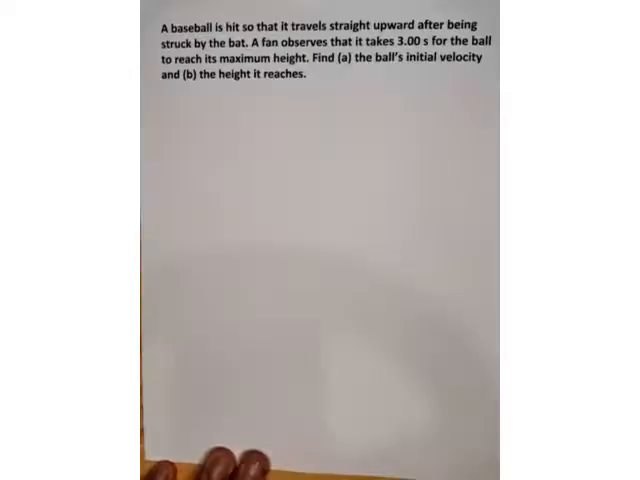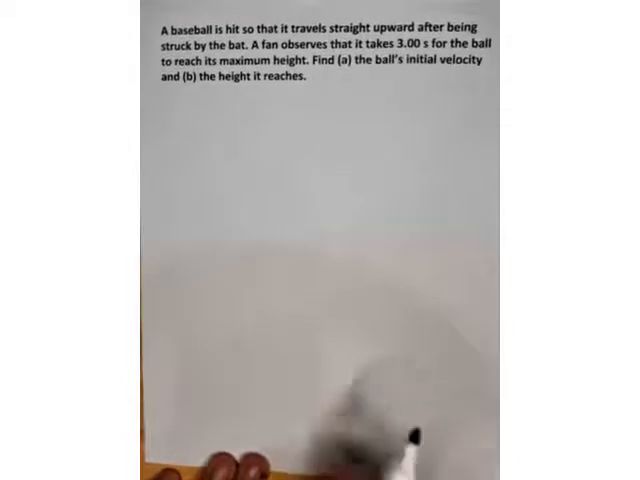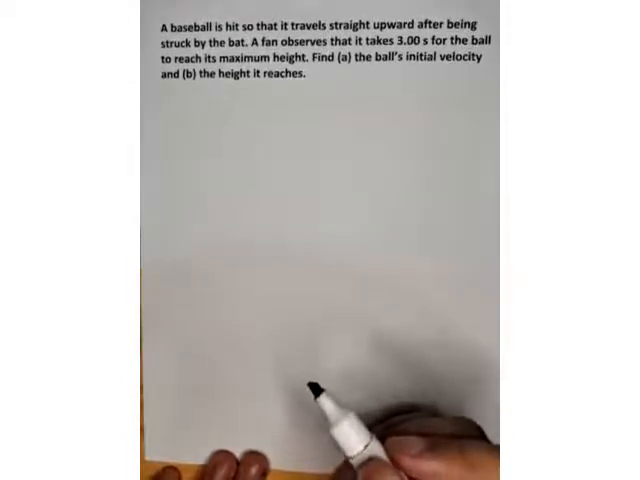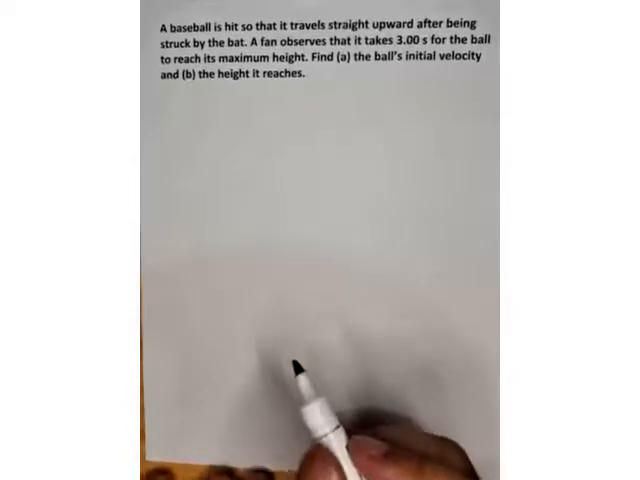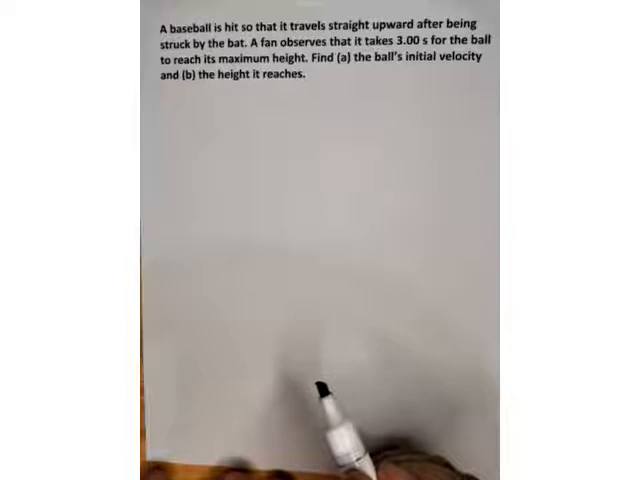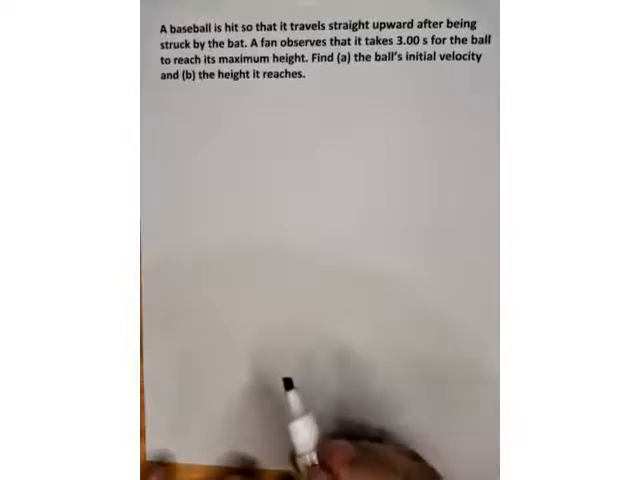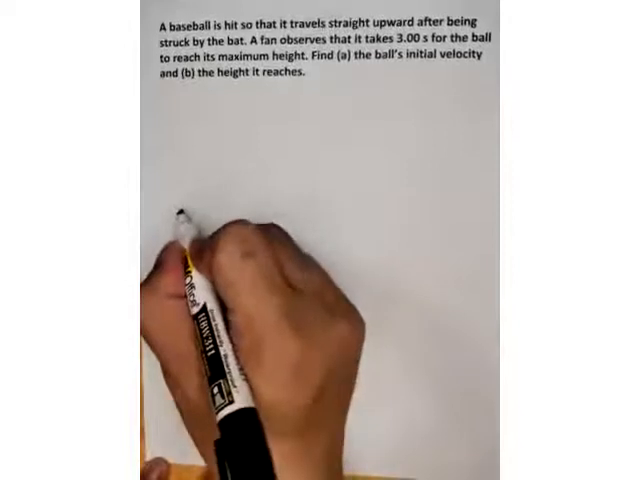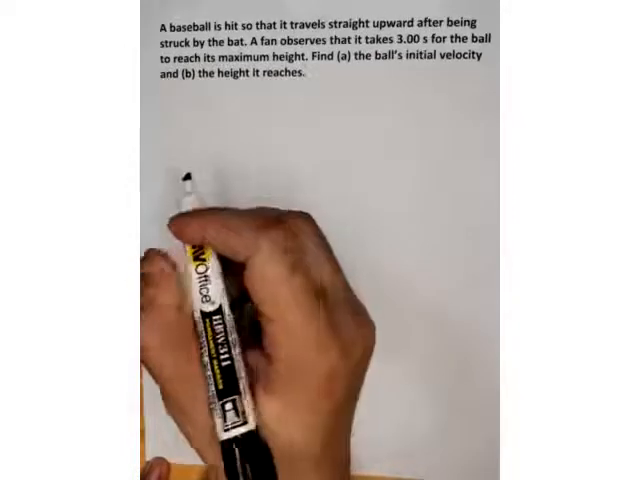A ball is hit so that it travels straight upward after being struck by a bat. A fan observes that it takes 3 seconds for the ball to reach its maximum height. Find the ball's initial velocity and the height it reaches. If you draw a diagram for this problem.